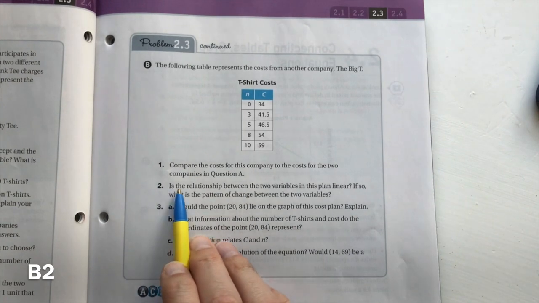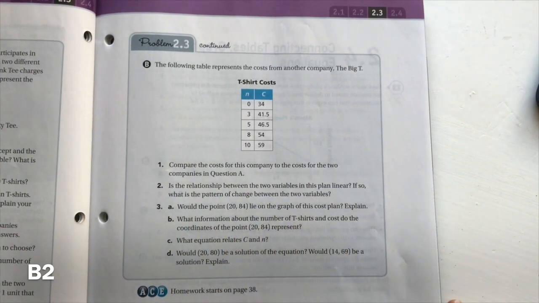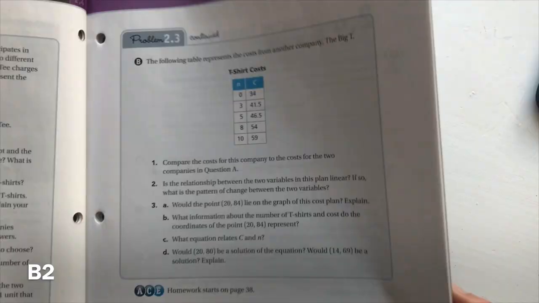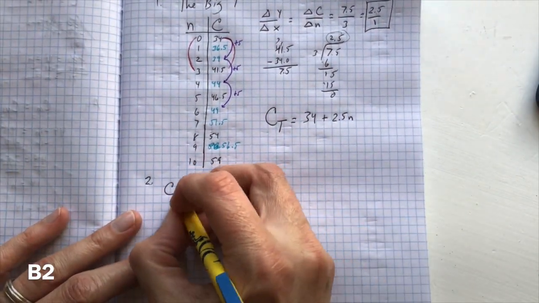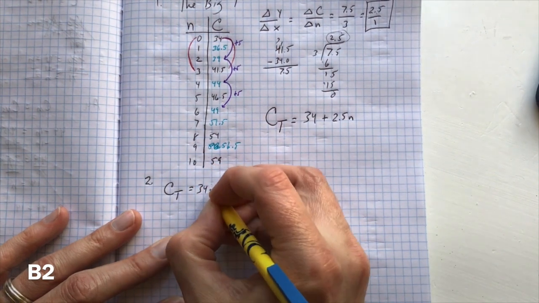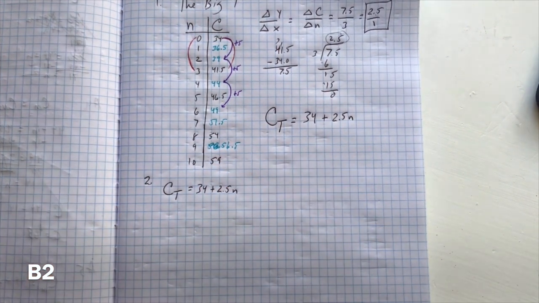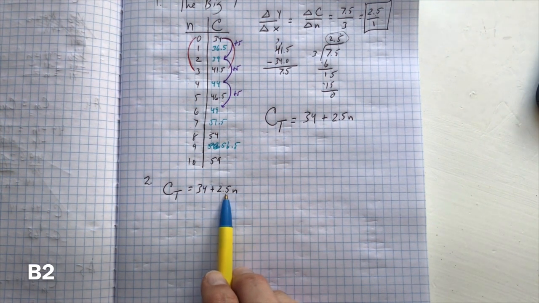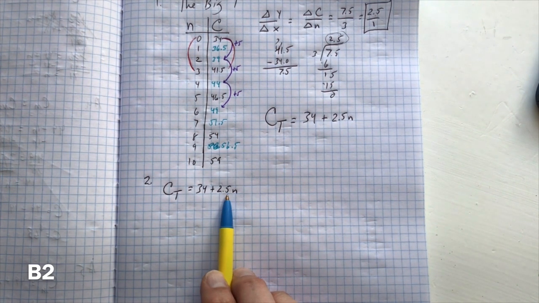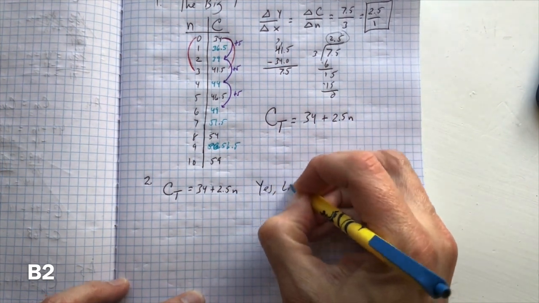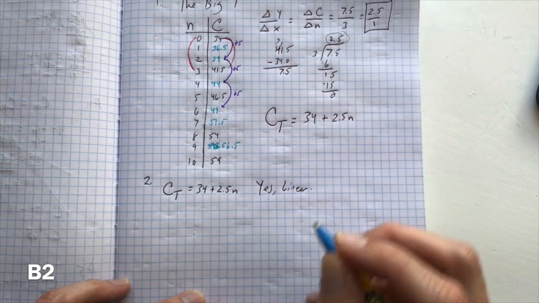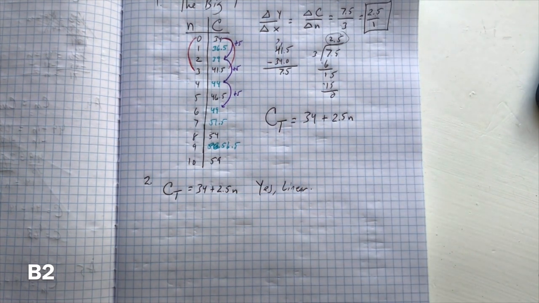B2, is the relationship between these two variables in this plan linear? If so, what's the pattern of change? Well, if I bring my equation down here, the cost of this is going to be $34 plus 2.5 times n. Remember, for every single shirt I buy, it's going to increase by $2.50. And then no matter what, we're going to be adding $34 to that. So yes, this is linear, because we have that constant rate of change multiplied by our independent variable.